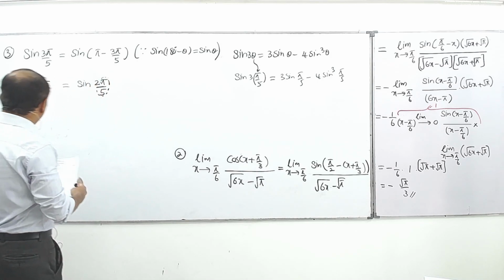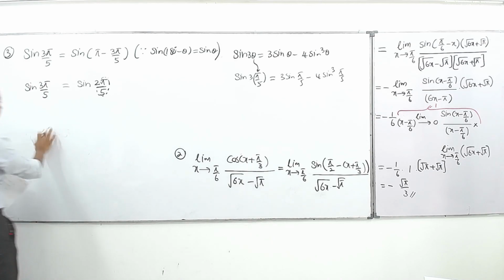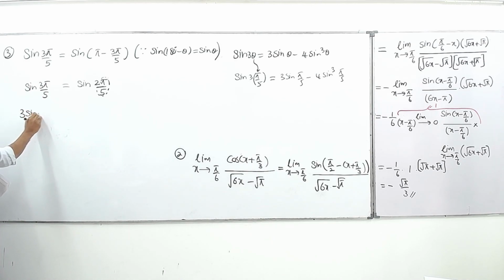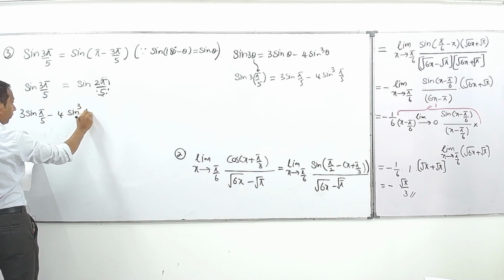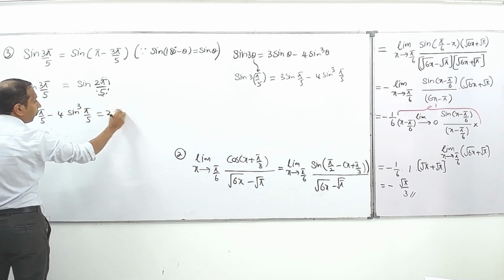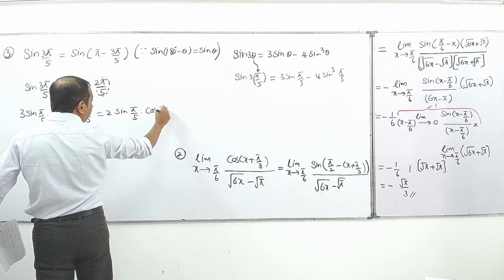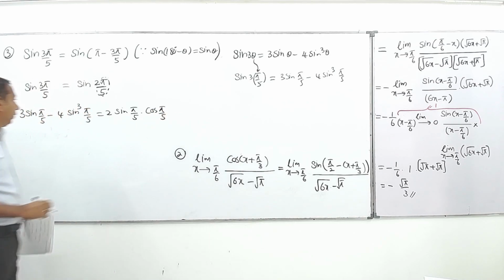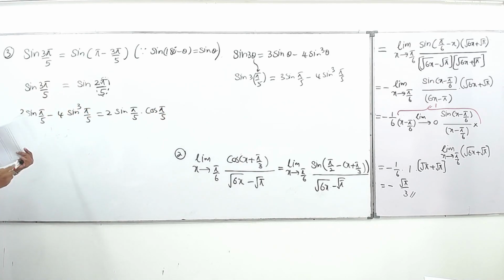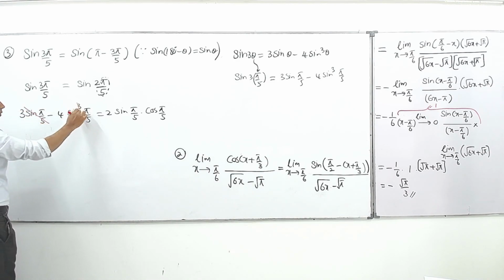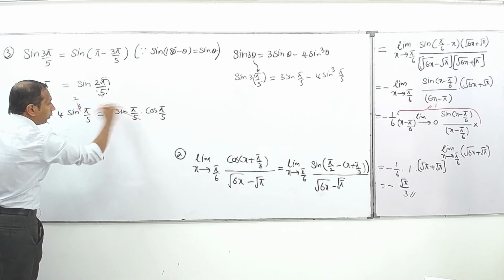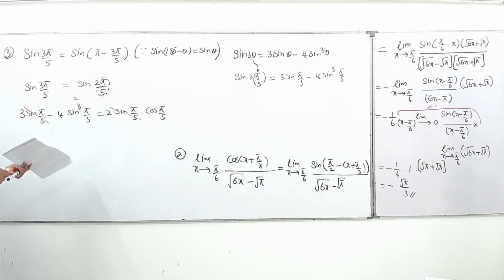Okay. Then we can write the left and right. This one, 3 sine pi by 5 minus 4 sine cube pi by 5 equals 2 sine pi by 5 into cos pi by 5. Then 1 sine pi by 5 term you can cancel down. This way, here we get then the power 2. Here we get only 2 cos pi by 5 on the right hand side.